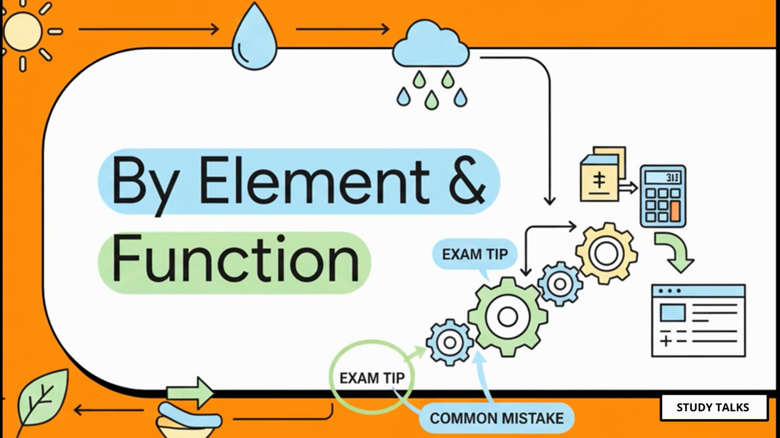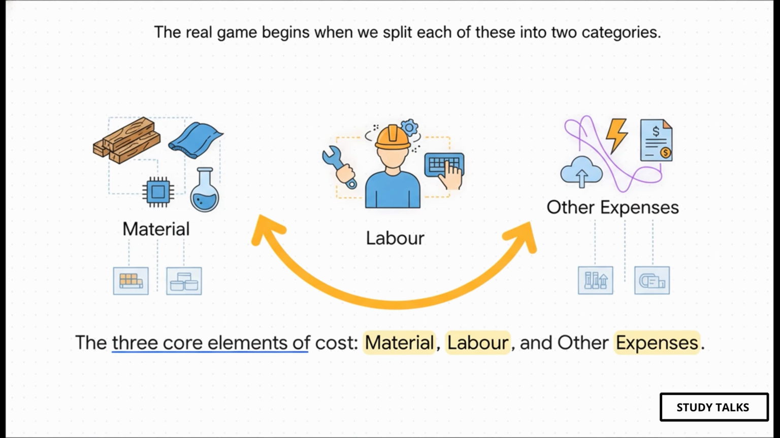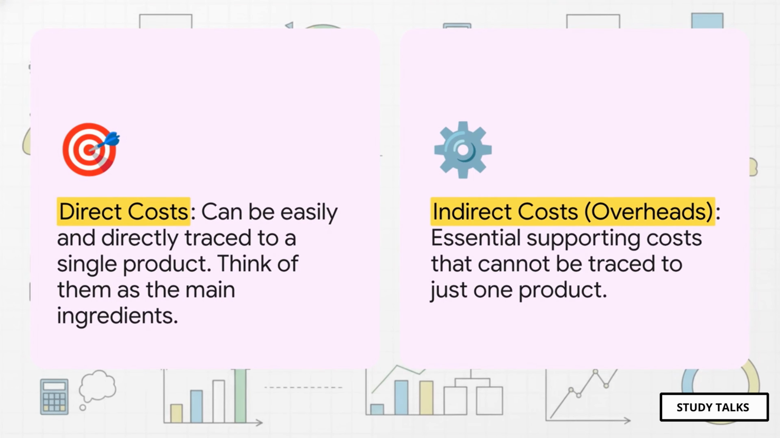All right, let's start with the big one, the most fundamental classification, by nature or element. You'll see this flows perfectly into the next one, which is classification by function. At the end of the day, every single cost, literally every pesa a business spends, can be boiled down to just 3 things. It's either a material cost, a labor cost, or some other expense. That's it. Simple, right? But, and this is the important part, the real game starts when we split each of these into 2 subcategories. And that big split is between direct costs and indirect costs.